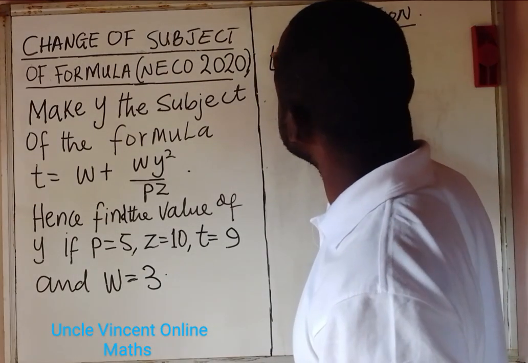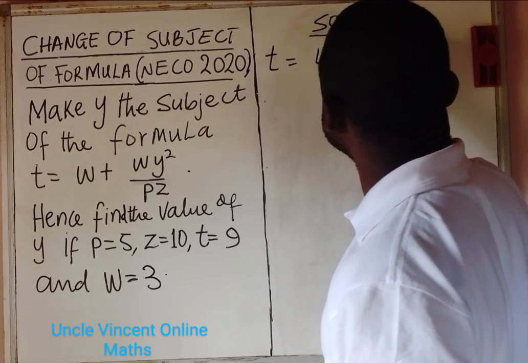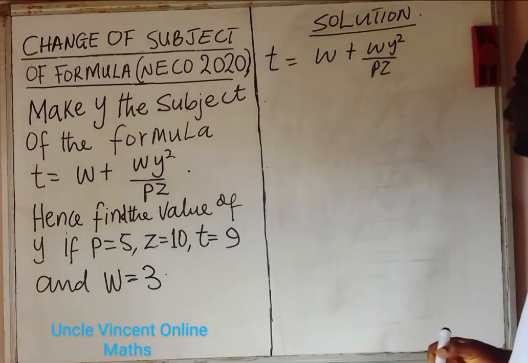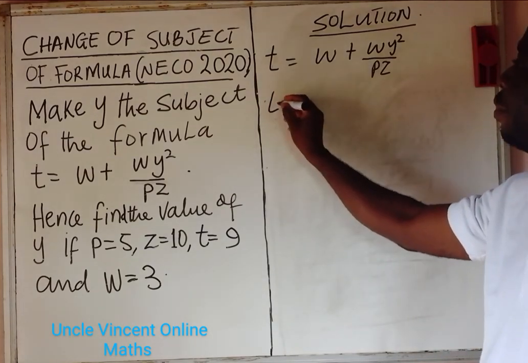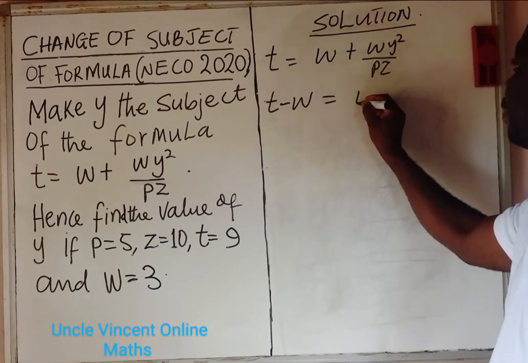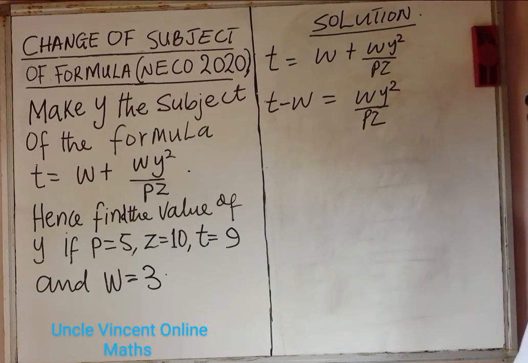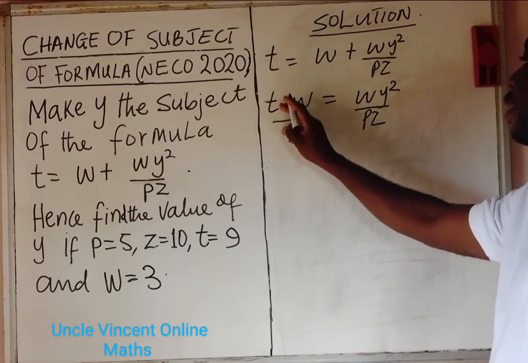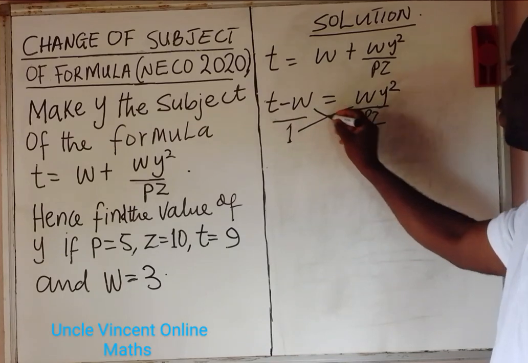We have t is equal to w plus wy squared all over pz. We first subtract w from both sides. So if we do this, we have t minus w. This will be equal to wy squared over pz. Next, we cross and multiply. This can be written as t minus w over 1. So at this point, we cross and multiply.